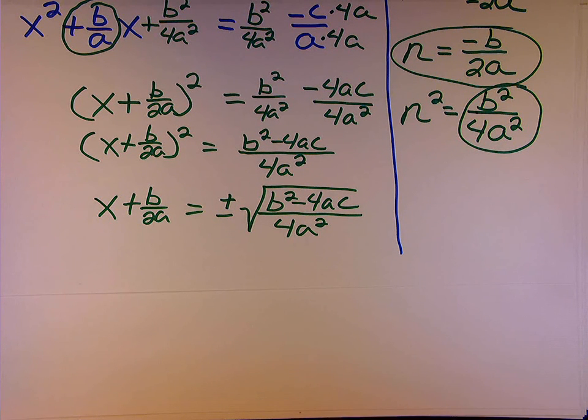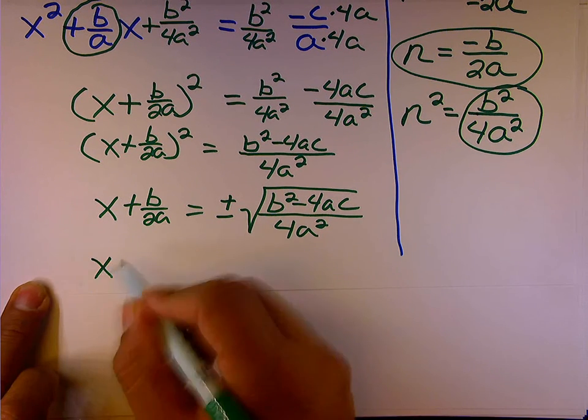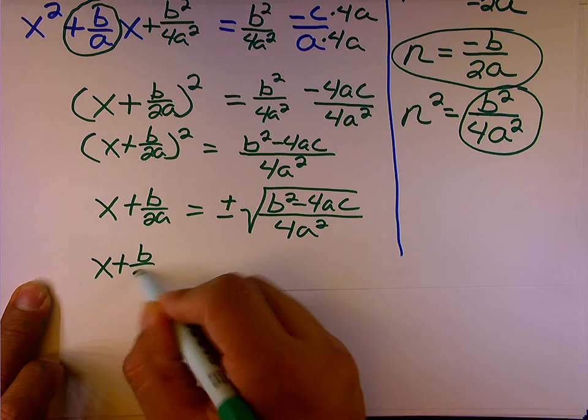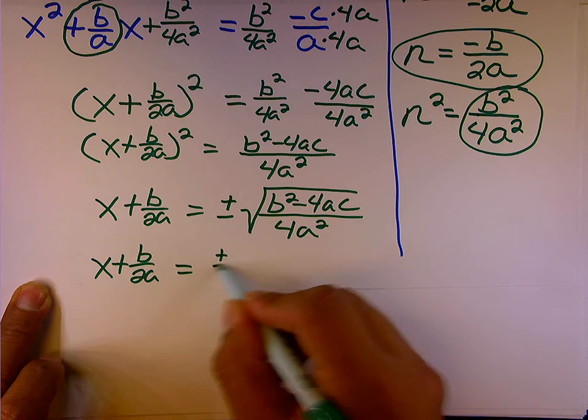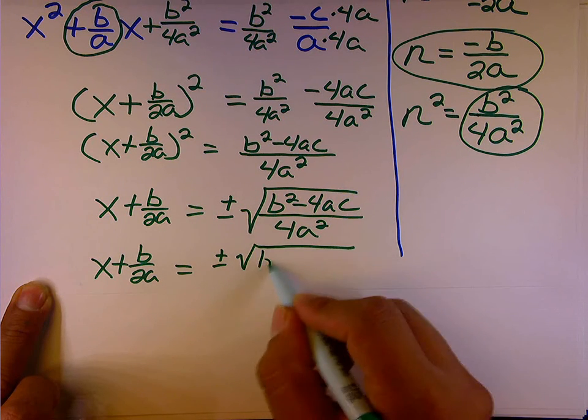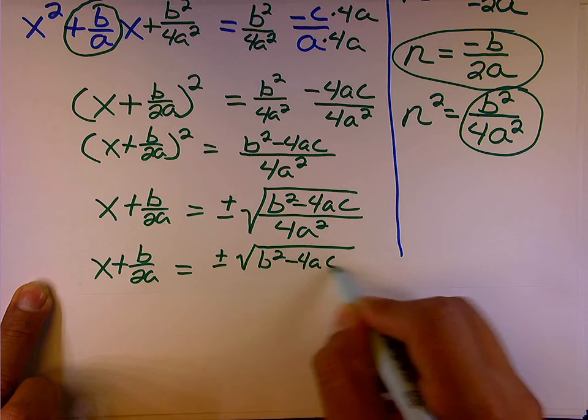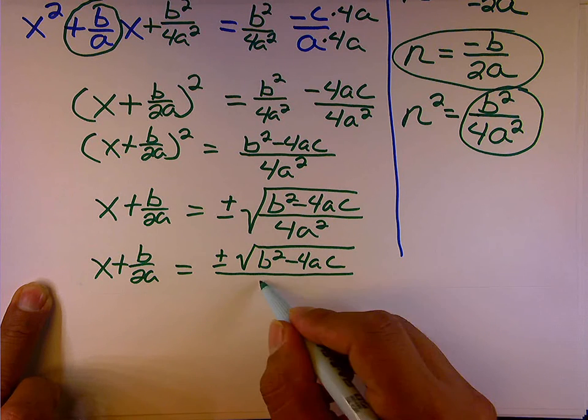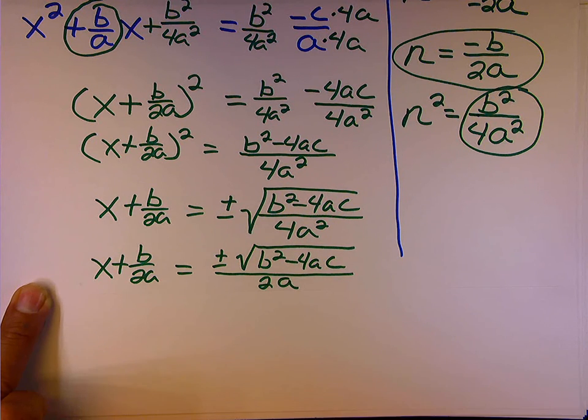Next step. I'm going to simplify that radical. The radical has a denominator that is a perfect square, which means I can take the square root of it, leaving me x plus b over 2a equals plus or minus the square root of b squared minus 4ac over 2a.